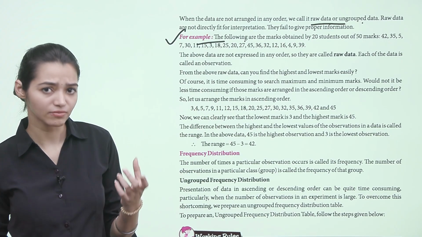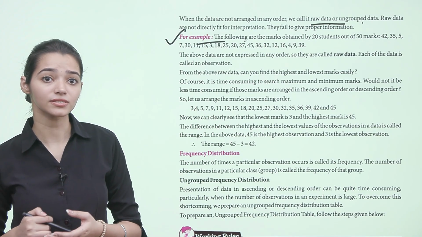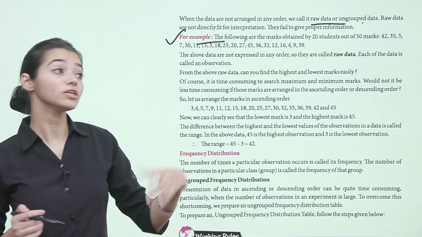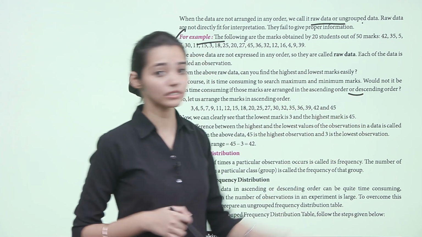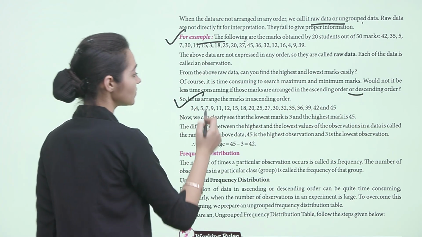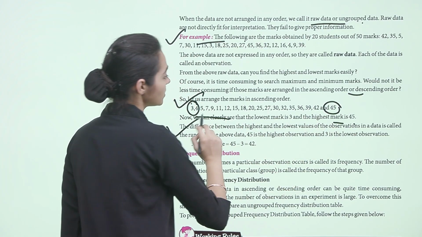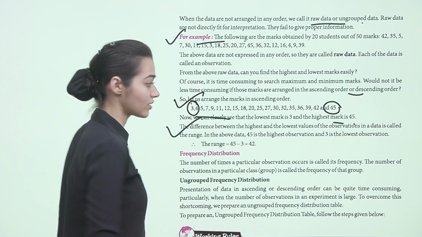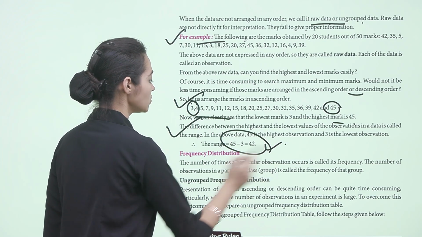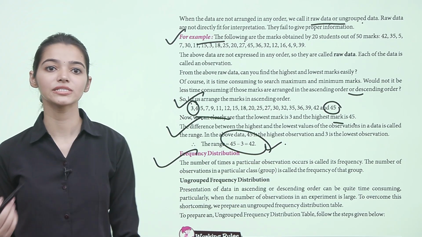Now from the raw data, can you find the highest and lowest marks easily? Of course, it is time consuming to search for minimum and maximum marks. Wouldn't it be less time consuming if it were arranged in ascending or descending order? So yes, in this we can clearly see that the lowest mark is 3 and the highest mark is 45. So the difference between highest and lowest is what? Is our range, and here the range is 42. Next is our frequency distribution.